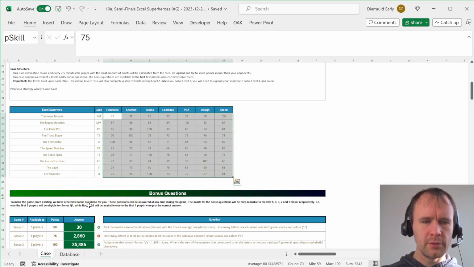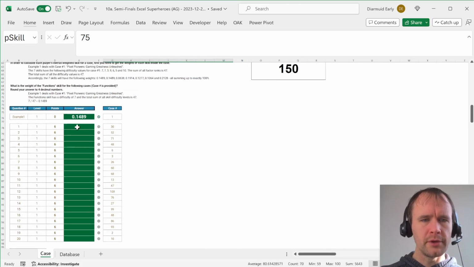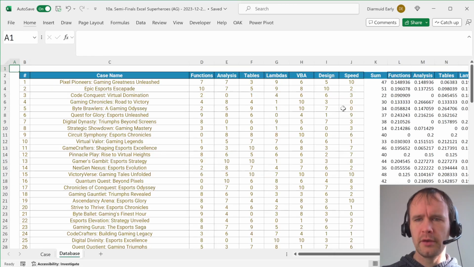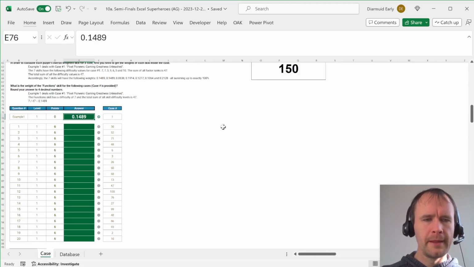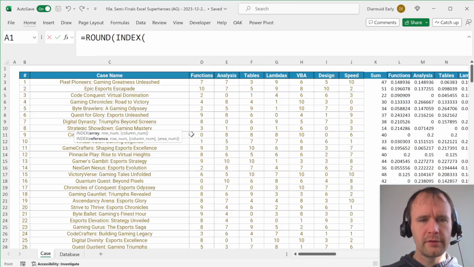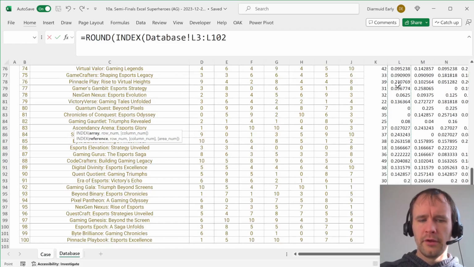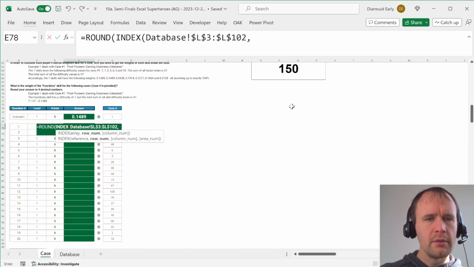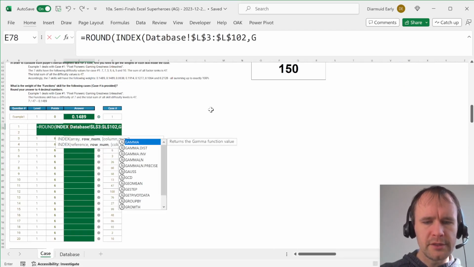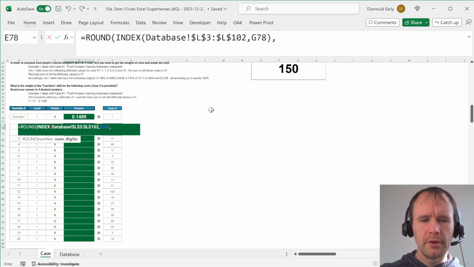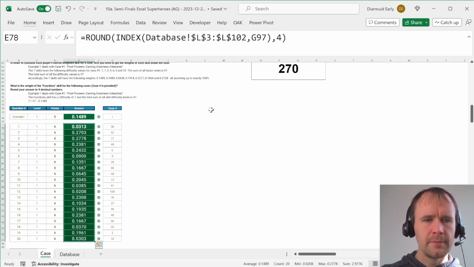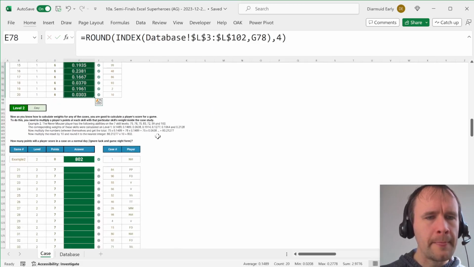Okay, so then for question 1, here we are, we want 0.1489, which is indeed what we get here. So here we're just going to say round of index the function's weight by G78, and we round it to 4 decimal places. So that's all good, pretty straightforward.